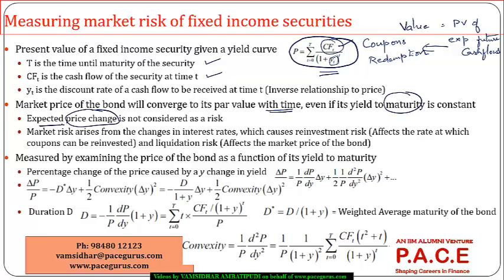Because they are known in advance, and because of the discounting changing at every period, the market price of the bond comes closer and closer to its par value as we approach the time to maturity. This means that in the change in the price, there is some portion which is expected and some portion which is unexpected. The expected portion, happening because the time to maturity is coming closer, we don't consider as a risk.